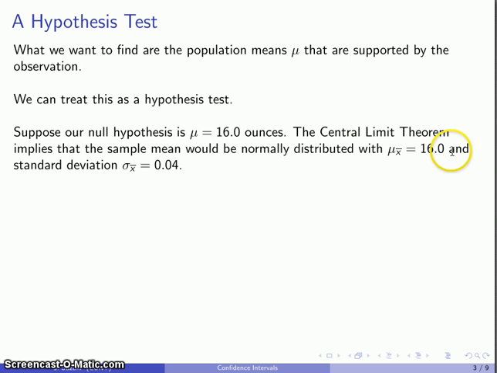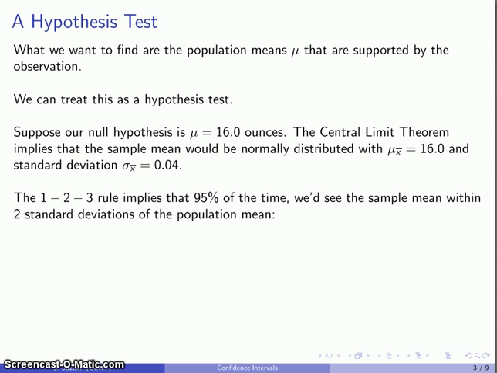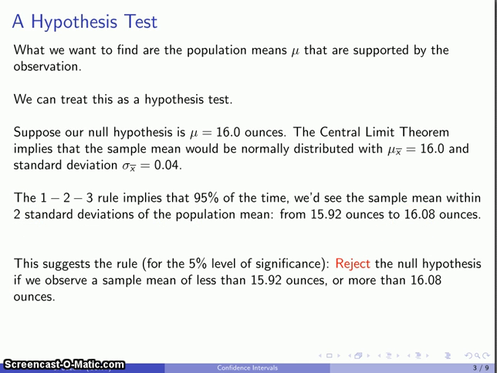And now that I have the mean and the standard deviation, I can apply the 1, 2, 3 rule. And that tells me that 95% of the time I'd see a sample mean within 2 standard deviations of the population mean. That's going to be, roughly speaking, from about 15.92 ounces up to 16.08 ounces. And so I have a rule now at the 5% level of significance. I should reject the null hypothesis if I observe a sample mean of less than 15.92 ounces, or if I observe one more than 16.08 ounces.